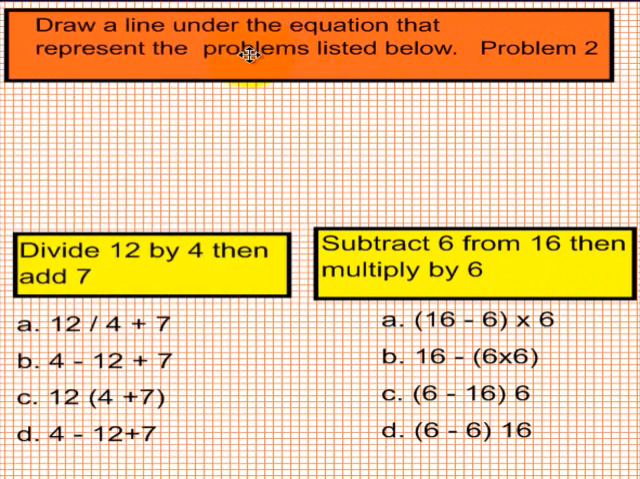Problem 2. You are asked to draw a line under the equation that best represents the problems listed below. This one says divide 12 by 4, then add 7. Which one of the following best illustrates the wording here? Second one, subtract 6 from 16, then multiply by 6. Again, please draw a line under the correct answer. If you would please, pick up a pen and do that now.